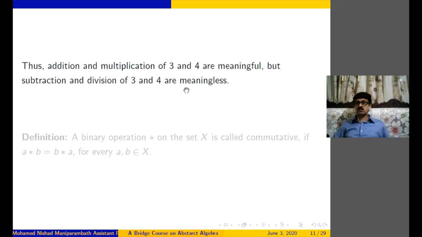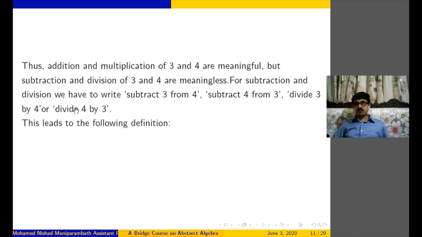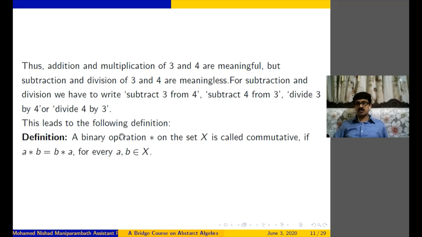This is for the next definition. While discussing the next definition, you will understand what we mean by meaningless. For subtraction and division, we write subtract 3 from 4, subtract 4 from 3. They are different. Divide 3 by 4 and divide 4 by 3, they are different. So, from this small discussion, it leads us to a new definition. The definition is called commutativity of the binary operation.